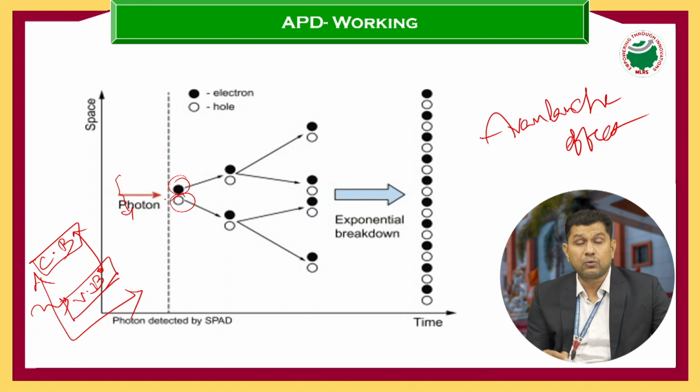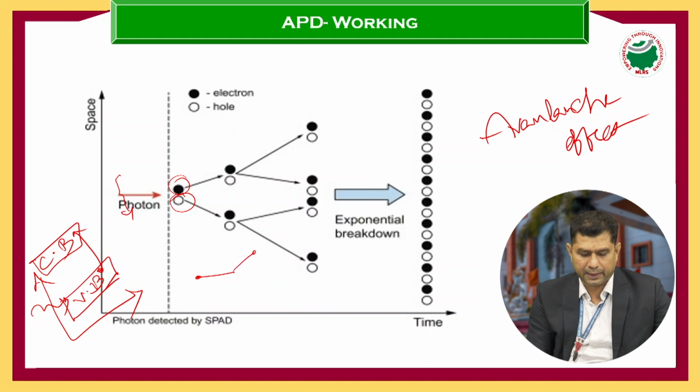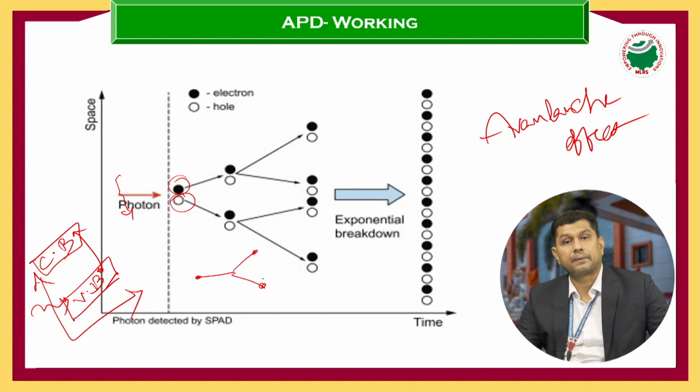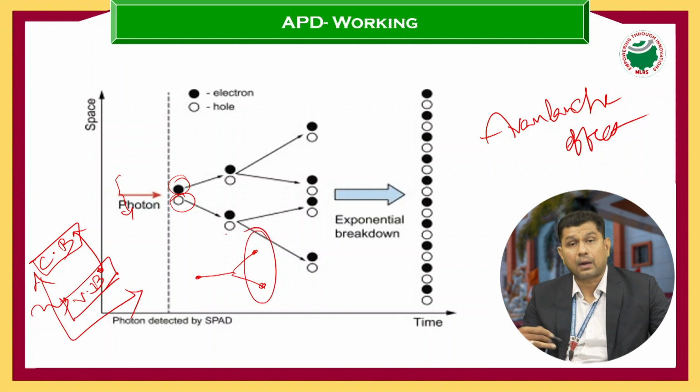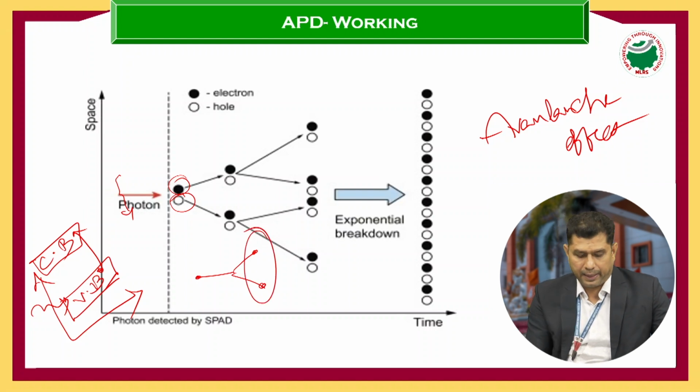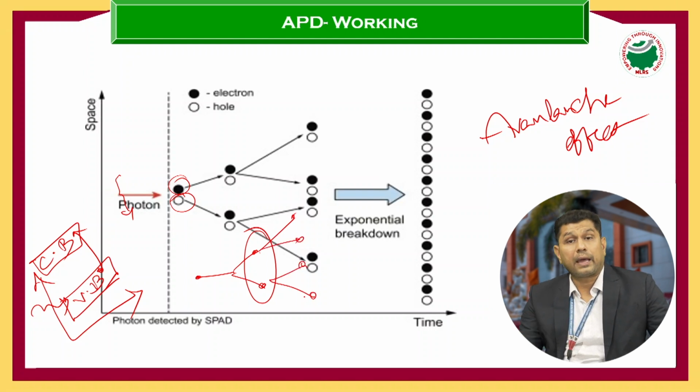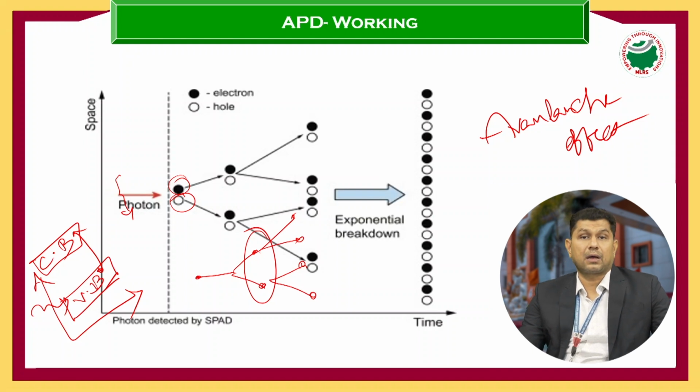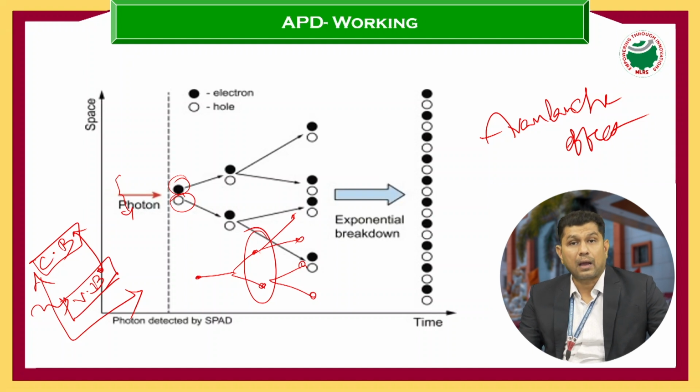But this electron is moving with high speed, so collision takes place. Because of this high-speed collision, this is the parent electron and another electron will be generated. Again, these two electrons are also moving in the same high field. Again, collision. This is one electron and this is another electron. Like that, multiplication of the charge carriers takes place. In this manner, the amount of charge carriers increases quickly. That's why the output is not linear.